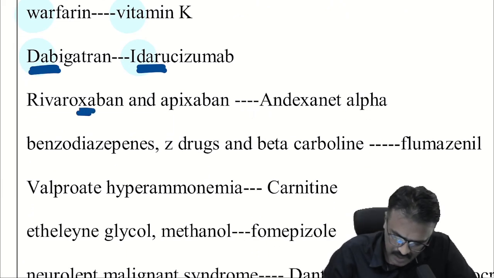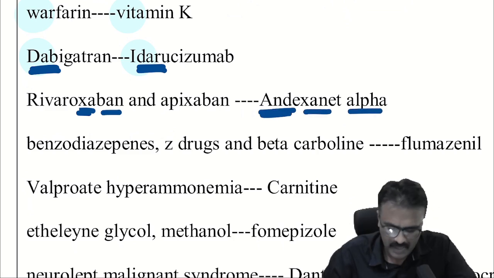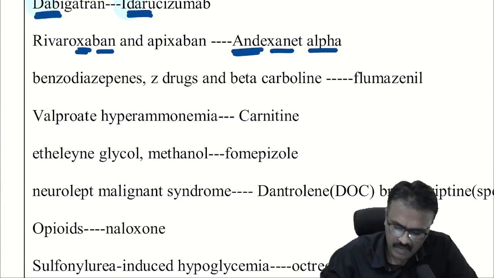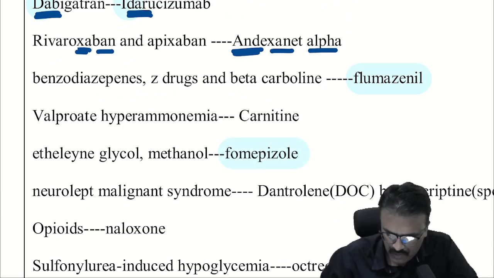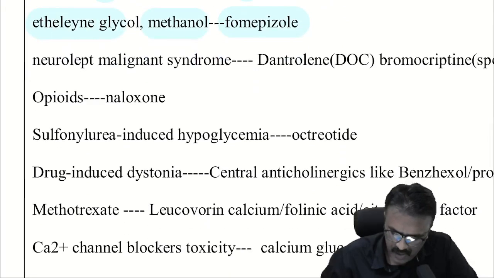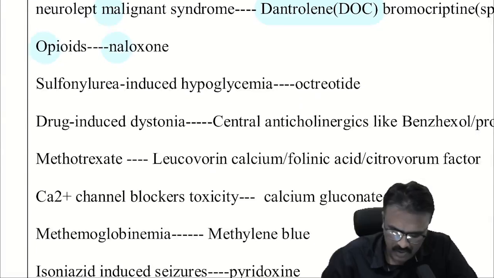Rivaroxaban, it is a factor Xa inhibitor. For that, andexanet alfa. And for benzodiazepine, Z-drug and beta-carboline, the antidote is flumazenil. Now don't confuse flumazenil with fomepizole. Fomepizole is for ethylene glycol and methanol poisoning. For valproate-induced hyperammonemia, it is carnitine. Neuroleptic malignant syndrome, the drug of choice is dantrolene sodium. Opioids, it is naloxone. And if I give a sulfonylurea and there is hypoglycemia, the antidote will be octreotide.